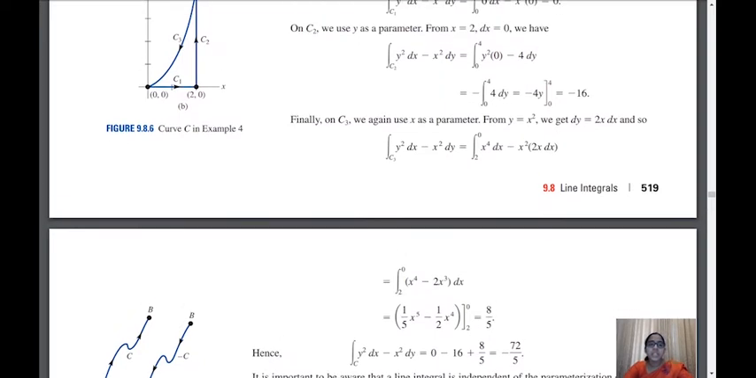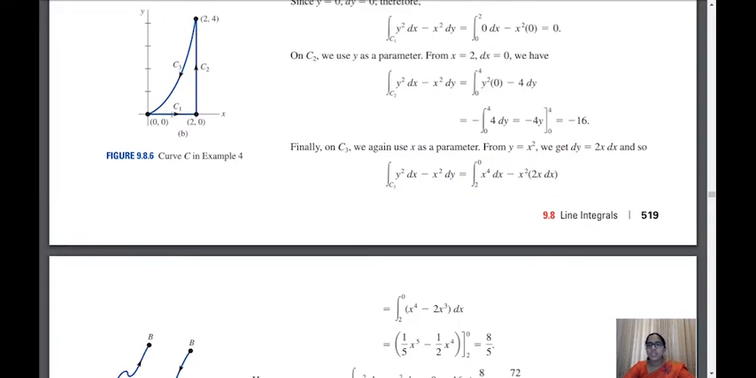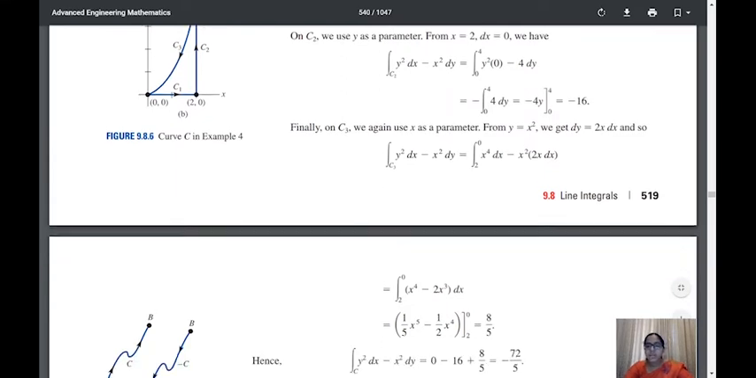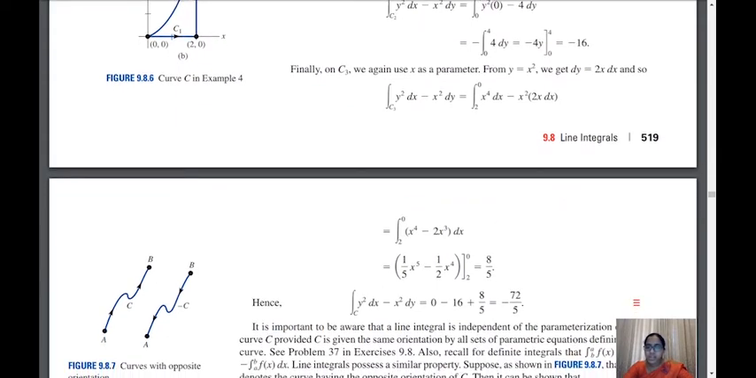So what will be the actual integral over C? It will be the sum of these three values. That is, on C1 we had 0, on C2 we had minus 16, and on C3 we had 8 by 5. So the required integral over C of y square dx minus x square dy will be equal to 0 minus 16 plus 8 by 5, which is equal to minus 72 by 5.